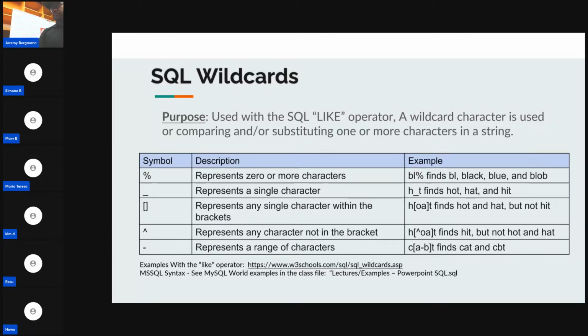And then the dash represents a range of characters. So C would be the first character, then anywhere in the range A to B, and the last character is T, character 3. So it'd find cat and CBT, and nothing else because it's in that range. There are a whole bunch of wildcards. I think I just put the 5 here. I would use these like 99% of the time.